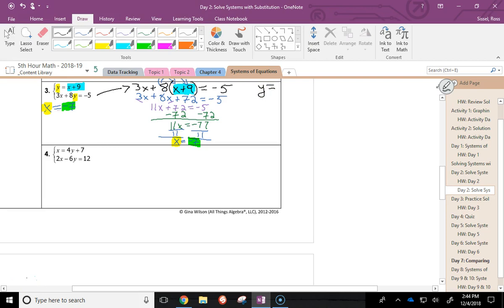I'm going to use my first equation, y equals x plus 9. But I see x is in here, and I'm going to replace it with my -7. So I'm going to rewrite my equation. y equals -7 plus 9. y equals 2. My final answer is -7, 2.